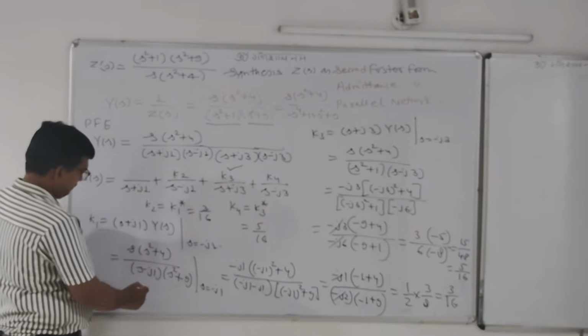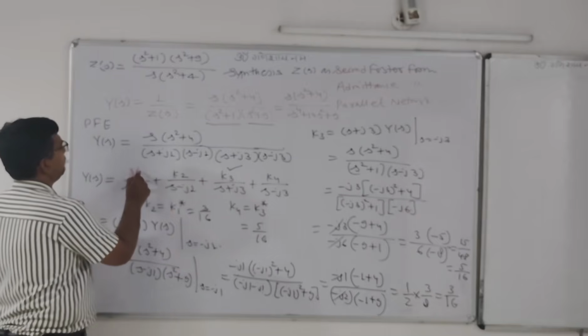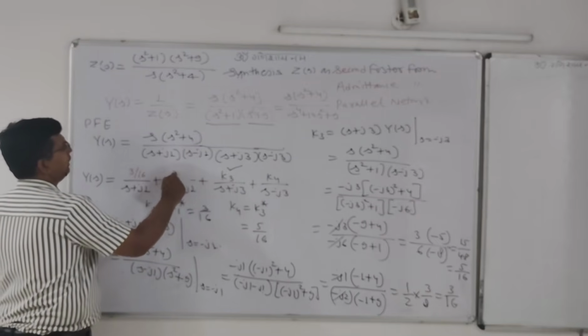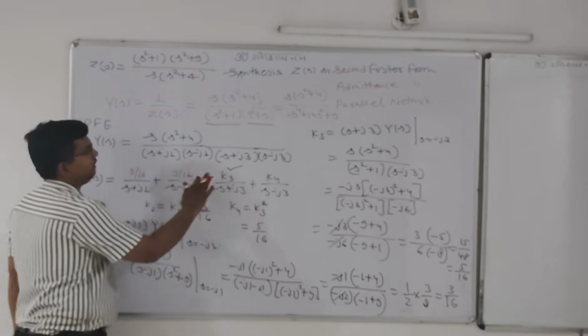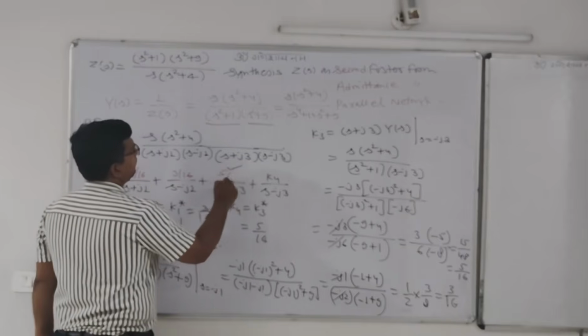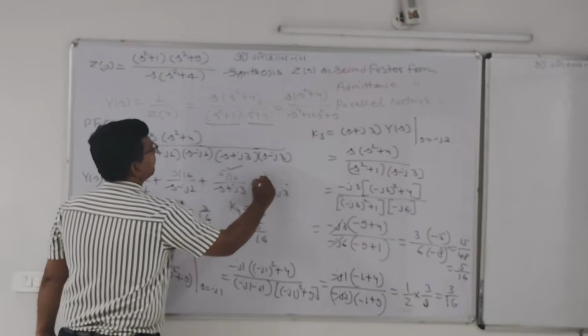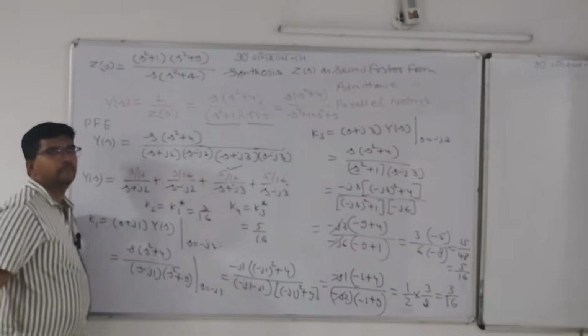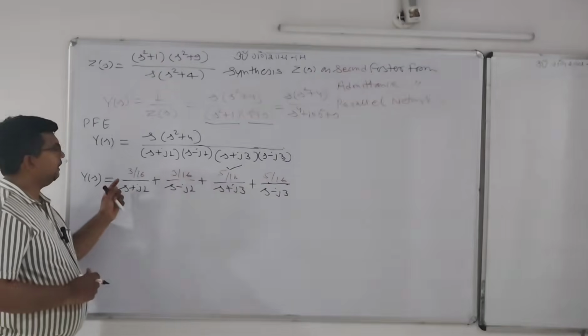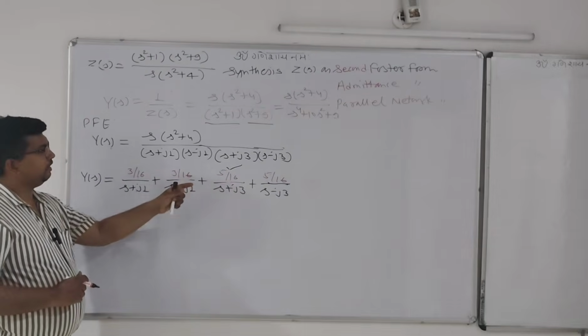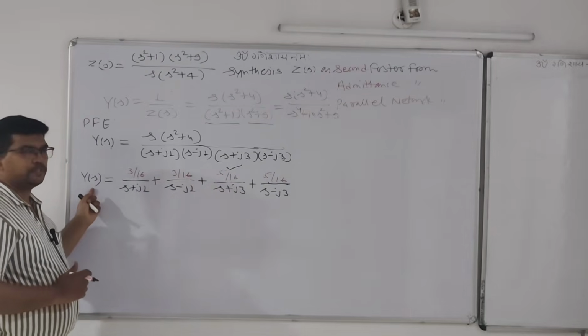So what is K1? K1 is 3 upon 16. What is K2? Also 3 upon 16. What is K3? That is 5 upon 16. What is K4? Also 5 upon 16. So now after calculating K1, K2, K3 and K4, we will substitute into this expression.